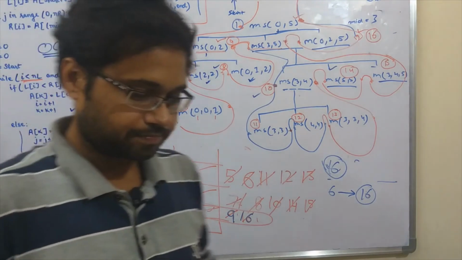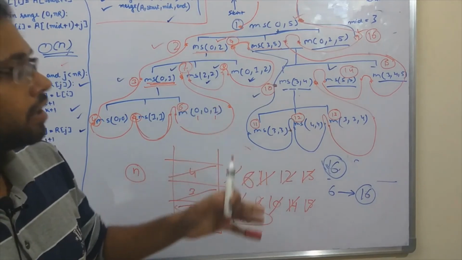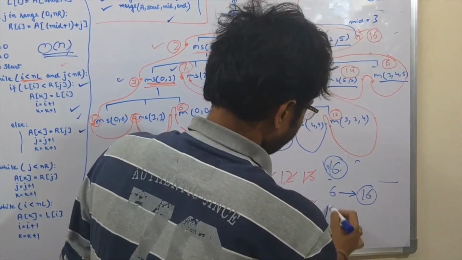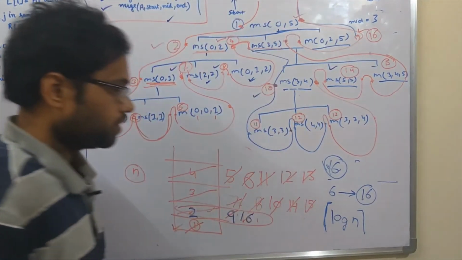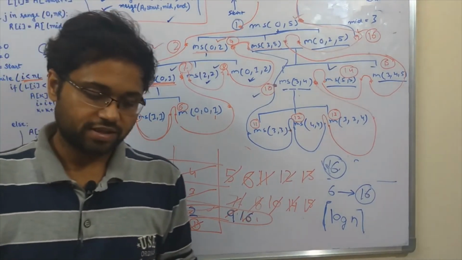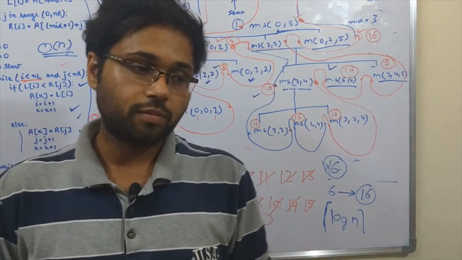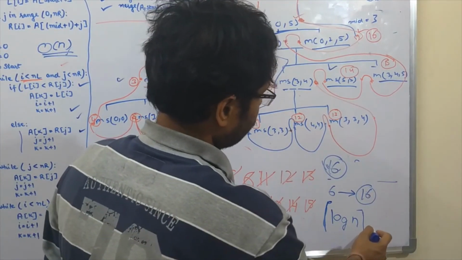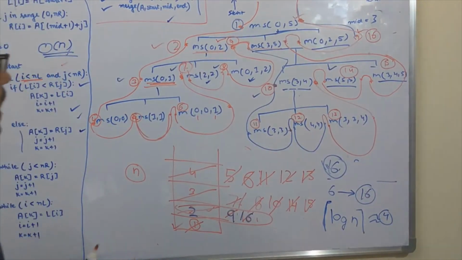So what will be the height of the tree? If the number of elements are n, the height of the tree will be log n with an upper bound. So this is the space complexity. As the number of elements changes, the height of the tree will also change, and the height corresponding to the number of elements will be log 2 n, with the upper bound. So in our case it is 6, and log 2 6 is approximately equal to 4.